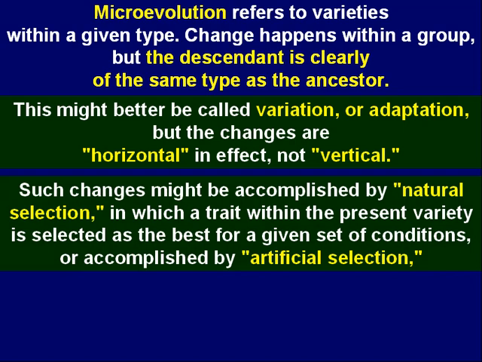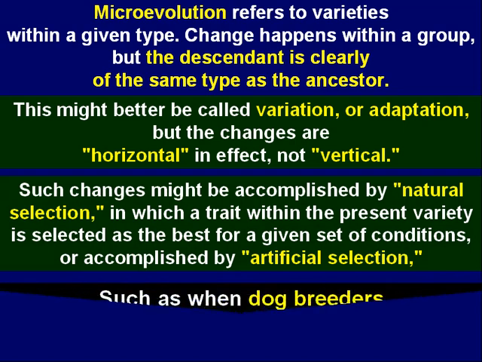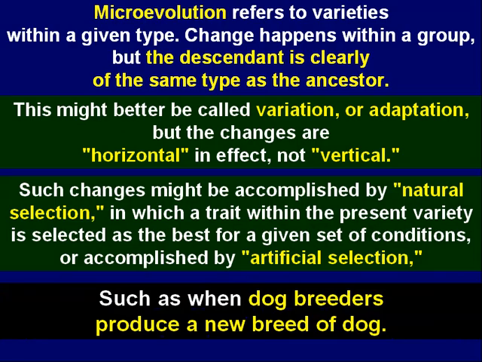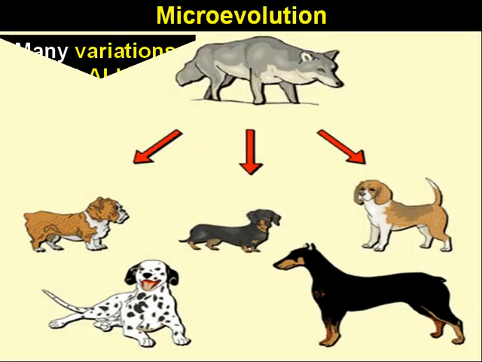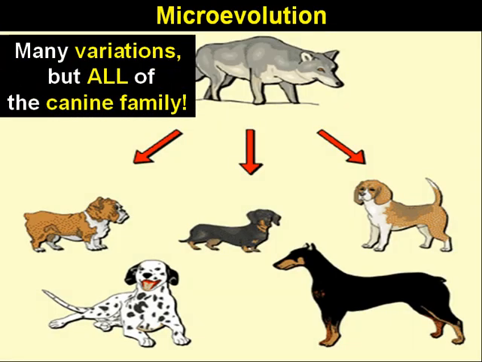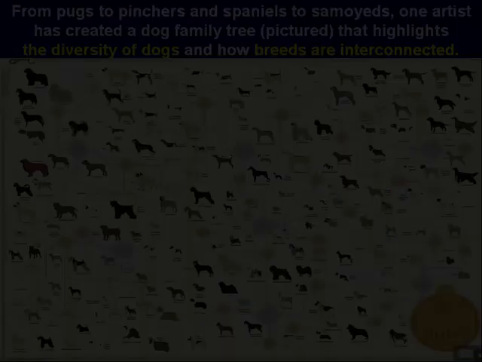Such changes might be accomplished by natural selection, in which a trait within the present variety is selected as the best for a given set of conditions, or accomplished by artificial selection. Man can play about with it, such as when dog breeders produce a new breed of dog. There's many variations, but they're all the canine family.